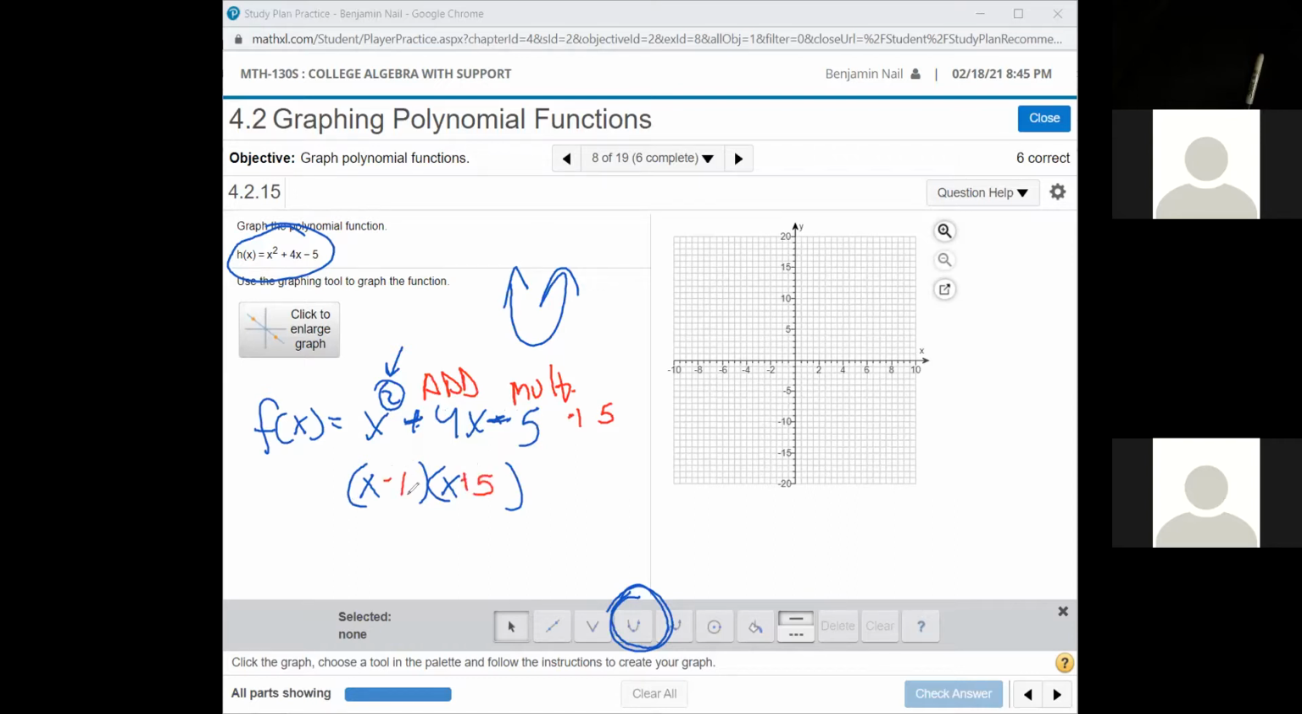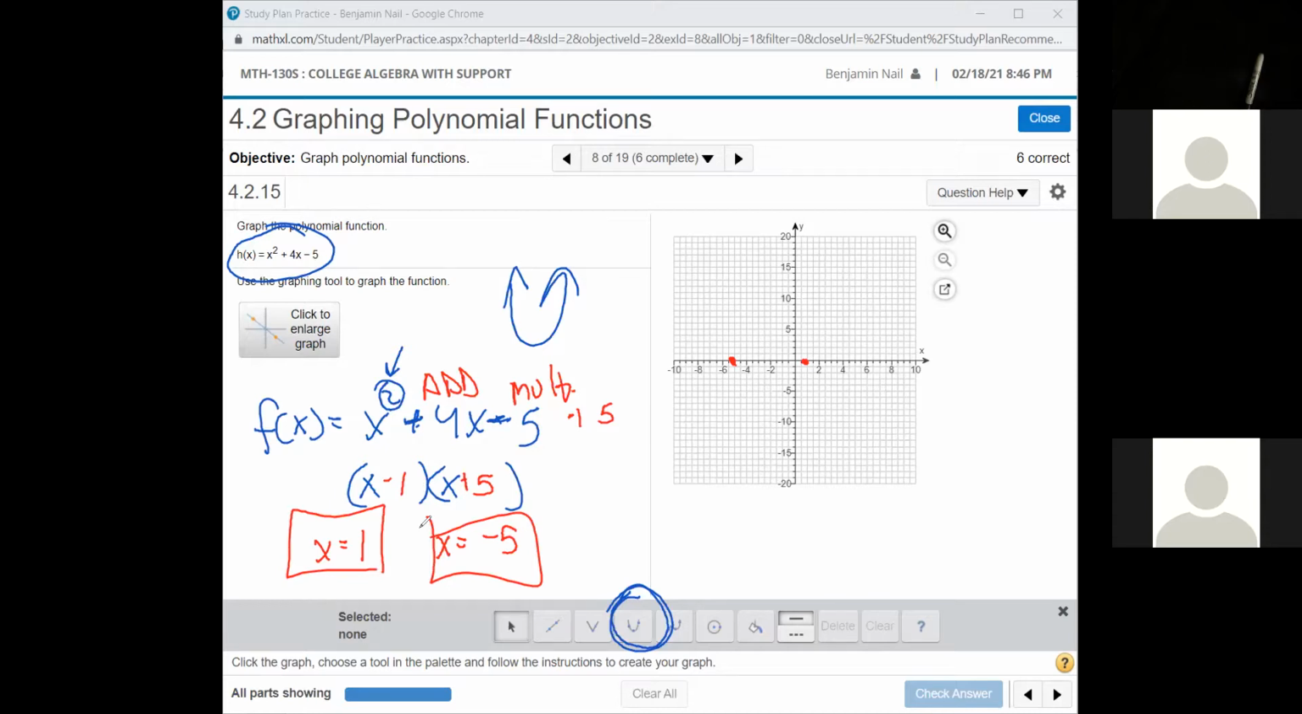So there's my factors, which means if x minus 1 is a factor, then +1 is my zero. If x plus 5 is a factor, then -5 is a zero. So at +1 and at -5 is where my zeros are going to happen. I'm going to need to plot those 2 points specifically. Then I just simply need a third point.